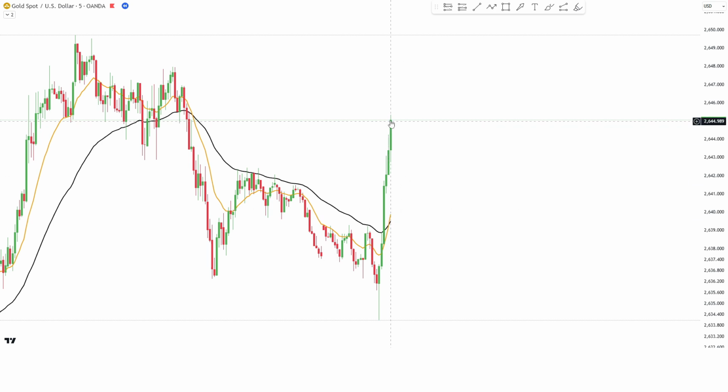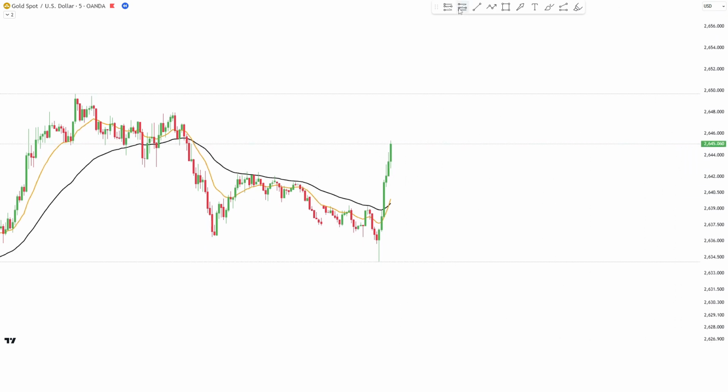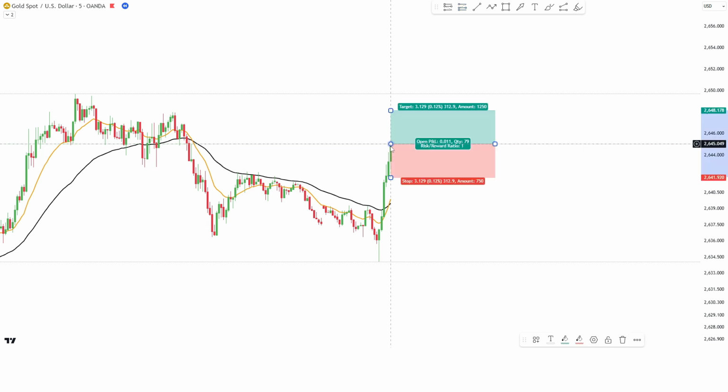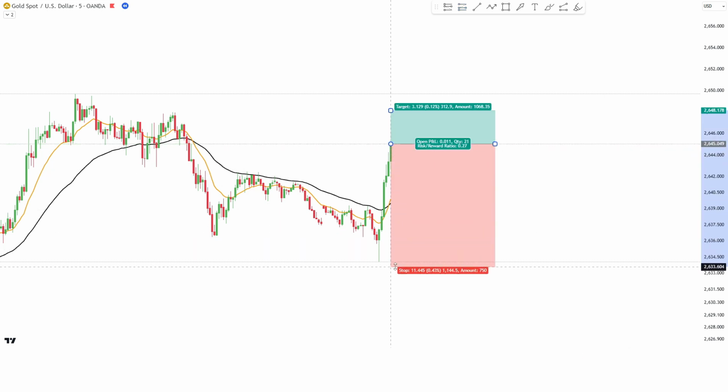Here is the buy signal confirmation. We take a buy trade here. Set stop loss at the previous low point. Set profit target 1 to 1.